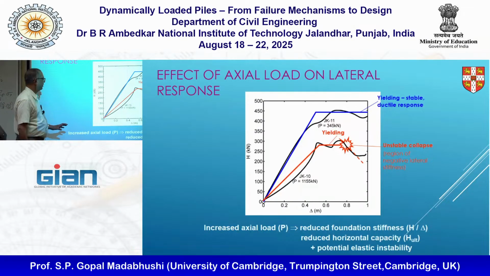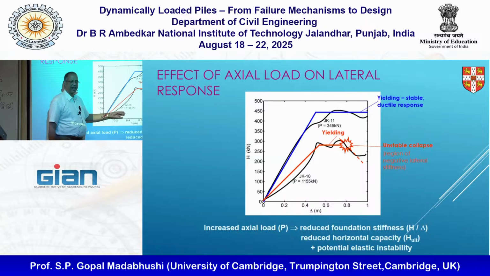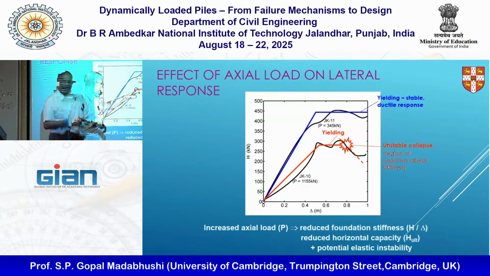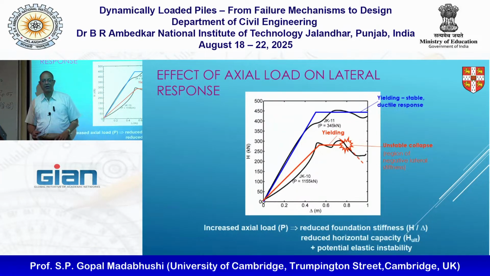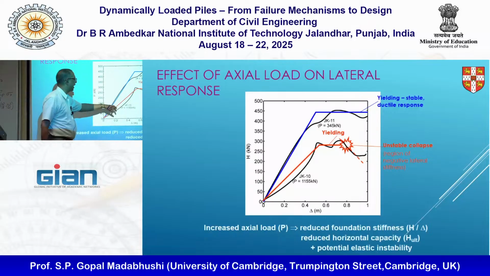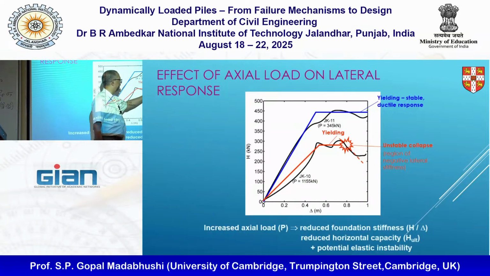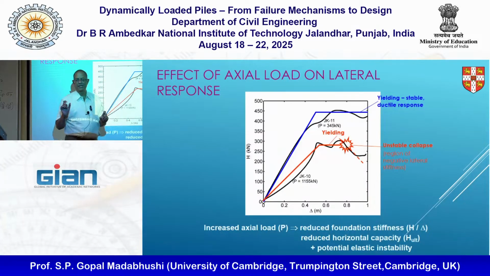When you have 3 times more axial load on the pile, it goes up here. First of all, it can't take as much H, undergoes some more deflection as driven by P delta, and then it will fail. It will reach its MP. And once this type of thing happens, it will reach the unstable collapse state.